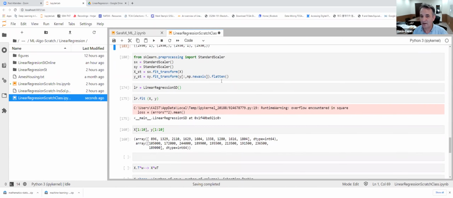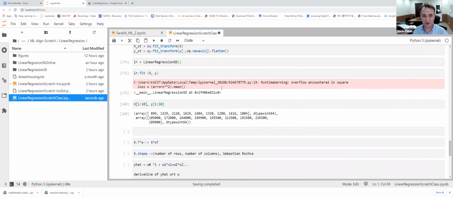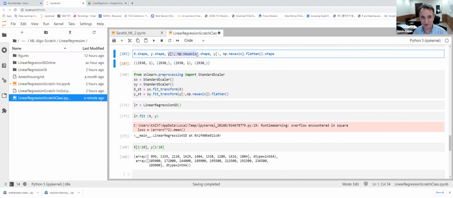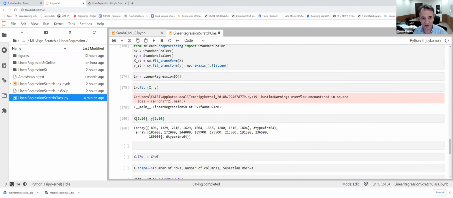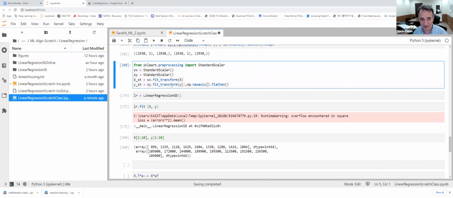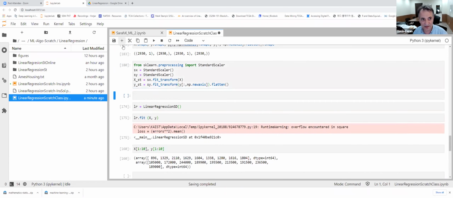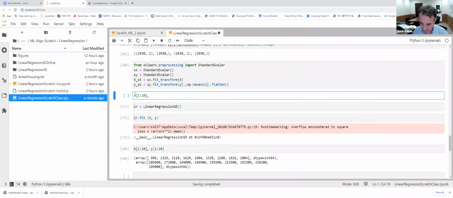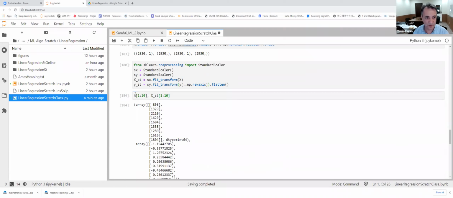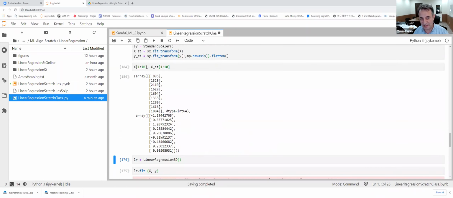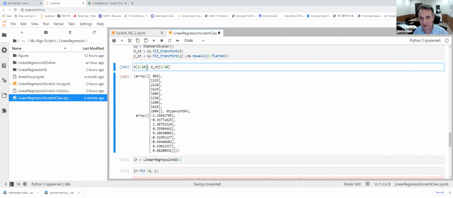All right, almost done, guys. So I'm going to use this. Now Y is transformed. Let's see how they look. Look, X 1 to 10, X_st 1 to 10. Look at the numbers. I just scaled them, brought them into a range of -1 and 1. Basically, what I did is I took the mean of X, subtracted it from X, and divided that subtracted number by the standard deviation of X.